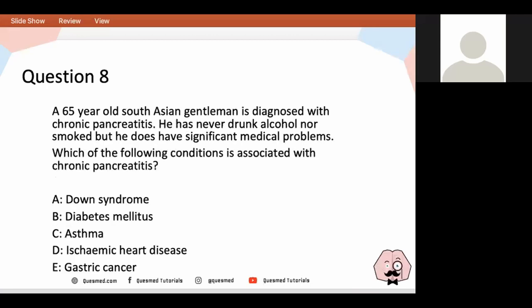So we have a 65-year-old gentleman who is diagnosed with chronic pancreatitis. He has never had alcohol and nor has he smoked, but he does have significant medical problems. Which of the following conditions is associated with chronic pancreatitis?